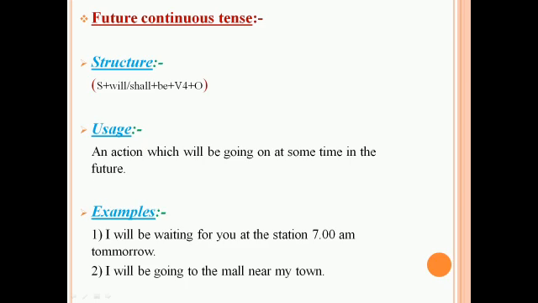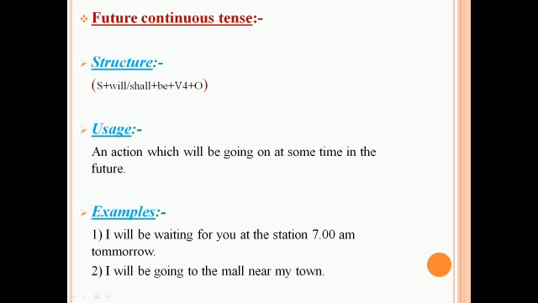Again here V4 means V1 plus ing form of verb. We use future continuous tense to express an action which will be going on at some time in the future. Examples: I will be waiting for you at the station at 7 a.m. tomorrow. I will be waiting: I subject, will plus be plus wait plus ing, waiting.